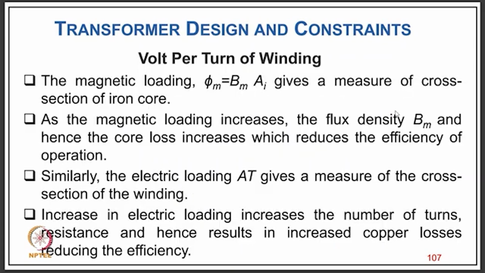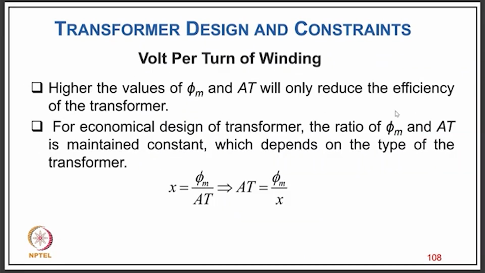Now, of course, explaining the volt per turn Et we have used in this output equation. The magnetic loading phi m, Bm into Ai, gives a measure of the cross section area of the core, and as the magnetic loading increases, the flux density and hence the core loss increase, which reduces the efficiency of operation of the transformer. Similarly, the electrical loading AT gives a measure of the cross section of the winding. Increasing the electrical loading increases the number of turns and resistance, and hence results in increased copper losses or winding losses, and reduces the efficiency.